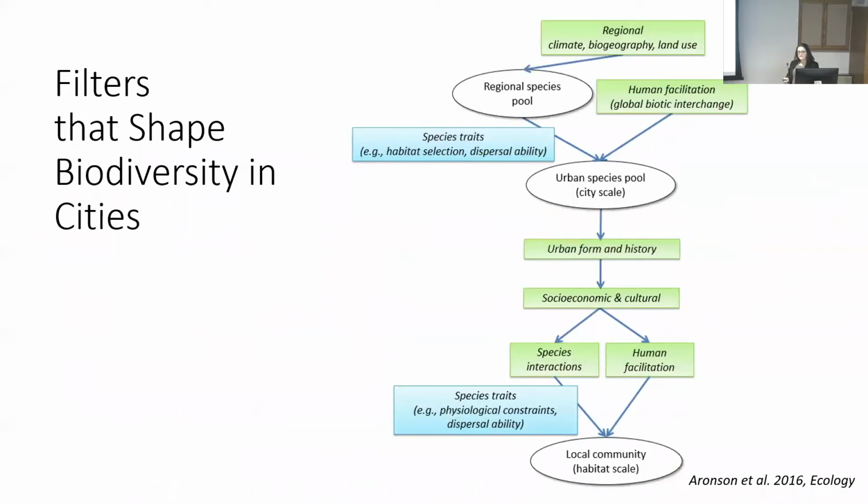All right, so this led us to think about what are the filters that shape biodiversity. There are a lot of conceptual models about what shapes community assembly, but we wanted to take those and apply them to urban systems. So of course, regional species is important, right?